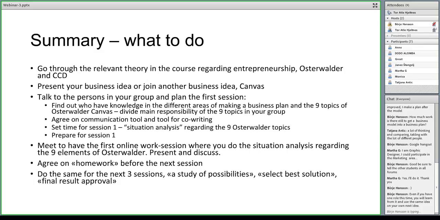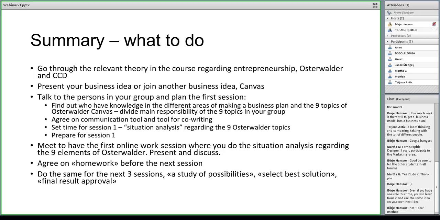The next thing you need to do now is to set some time for the first session. And the first session is the situation analysis. There you will work with a situation analysis regarding the 9 Osterwalder topics. Of course, it's important that you prepare before the first session, because when you have seen the business idea and talked a bit about it, then you can try to look at the business idea regarding the 9 Osterwalder topics. And this is a good start before the first work session.